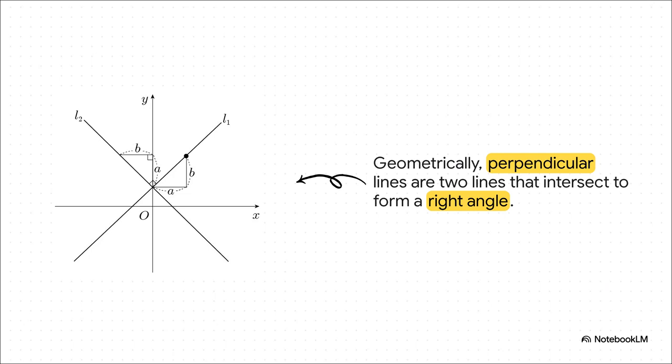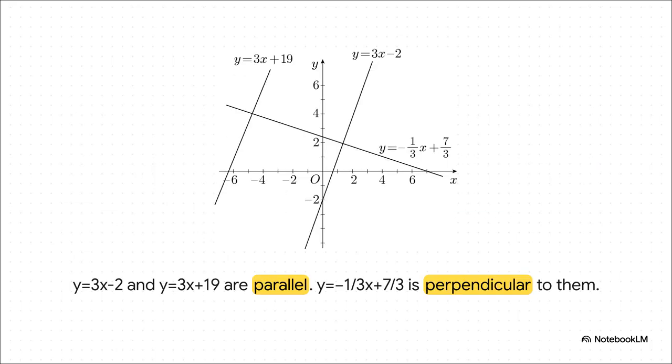That whole negative reciprocal thing isn't just some random math rule. Geometrically, it means the two lines cross to form a perfect 90-degree angle, a perfect corner. It's a really neat example of how the numbers in the algebra directly create a very specific shape. Let's look at this in action.